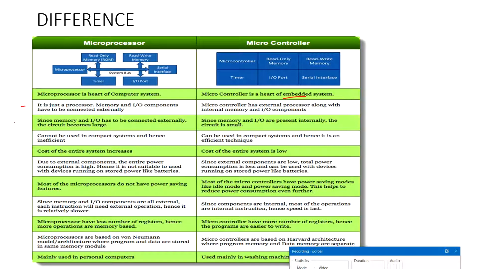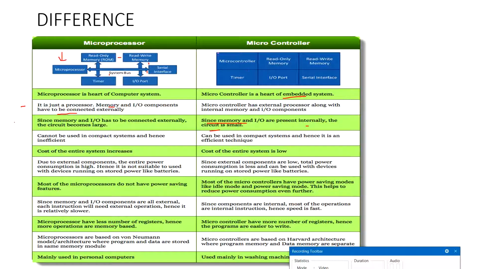That means memory and I/O components have to be connected externally. So for example, you can see it over here. This is a microprocessor wherein everything has to be connected externally, right? Nothing has been connected internally. Since the memory and I/O are present internally, the circuit is very small.